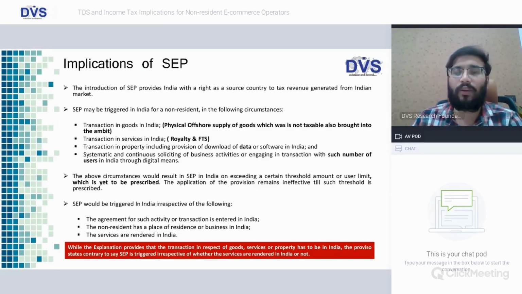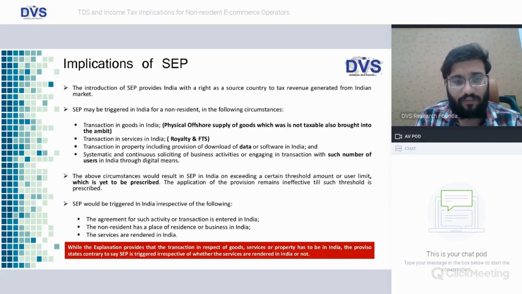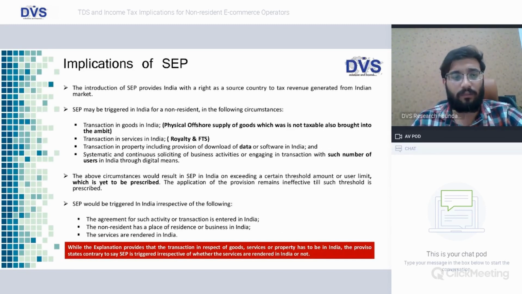The introduction of SEP provides India with the right, as a source country, to tax revenue generated from the Indian market. This is about taxing the e-commerce giants like Facebook, Google, and other players, wherein they earn a major chunk of their income from India, but still there is no taxability per se when it comes to India as a jurisdiction. So that's why the concept of SEP has been introduced, so that India gets its fair revenue share.